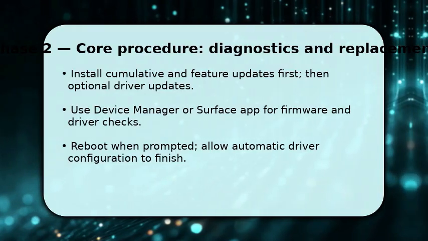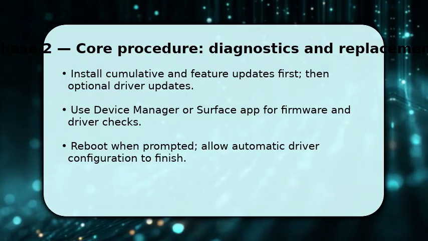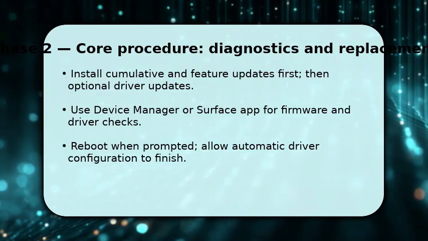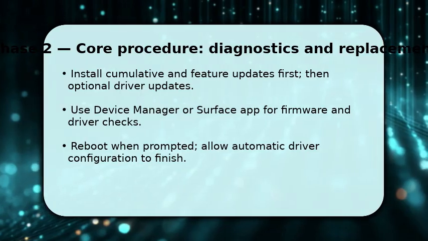Once downloads complete, prioritize installing cumulative and feature updates because they include critical fixes and system-level changes. Then, check optional updates for Surface firmware and drivers using the Surface app or device manager. These improve hardware stability and battery life.